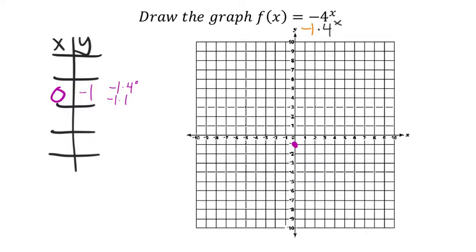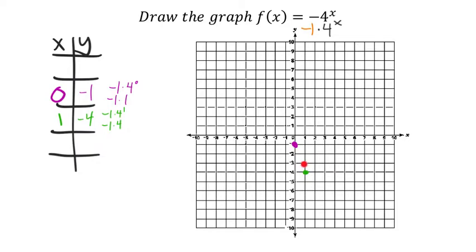Okay, and let's stick with some nice values on this. So I'm going to choose x is 1. Well, that would be negative 1 times 4 to the power of 1, which would be negative 1 times 4, which is negative 4. So that's an ordered pair at 1, negative 4, right there.